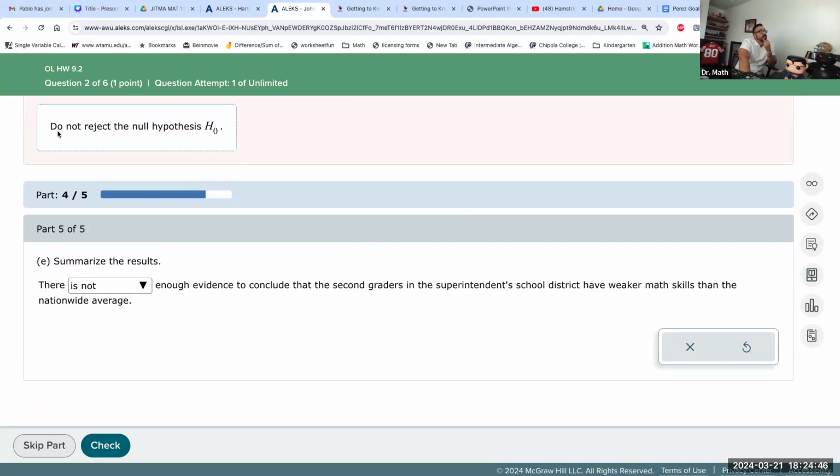If we would have said we do reject the null hypothesis, then we would change this to there is enough evidence. But because we're saying we do not reject the null hypothesis, then we don't have enough evidence to support that superintendent's claim. All right. So are there questions about that before we jump into another question from the homework?